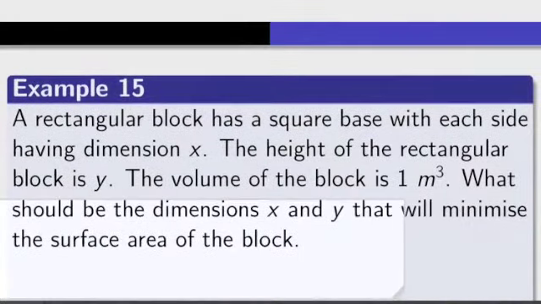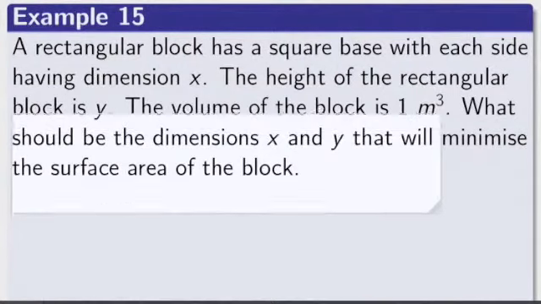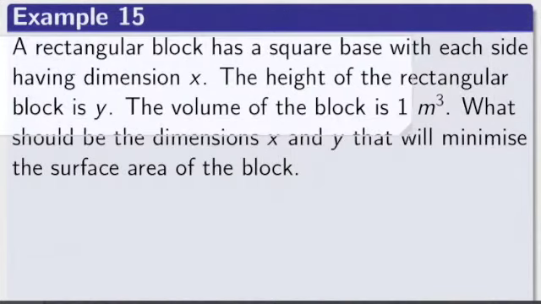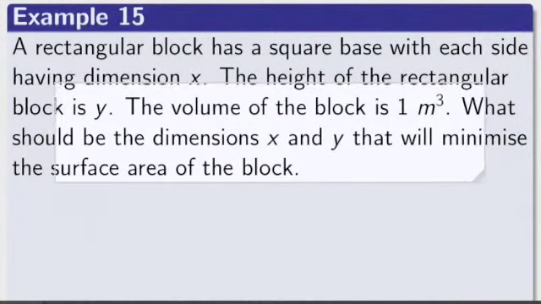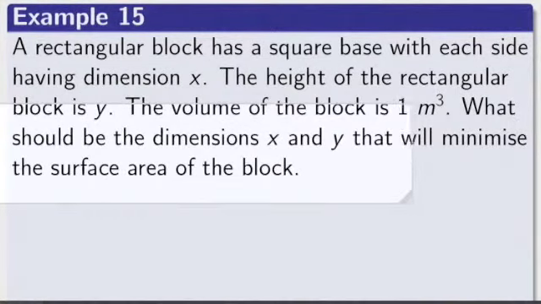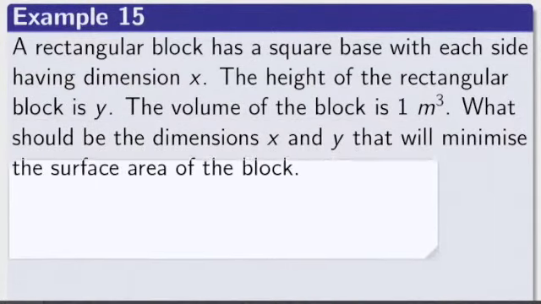Now let's look at another example, example 15. A rectangular block has a square base with each side having dimension x. The height of the rectangular block is y. If the volume of the block is 1 meter cubed, what should be the dimensions x and y that will minimize the surface area of the block?